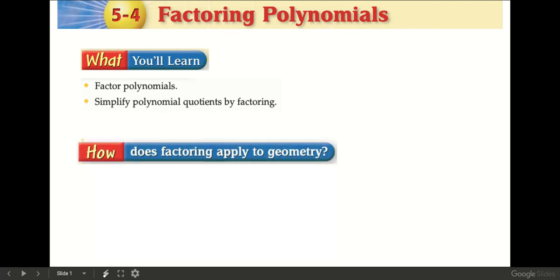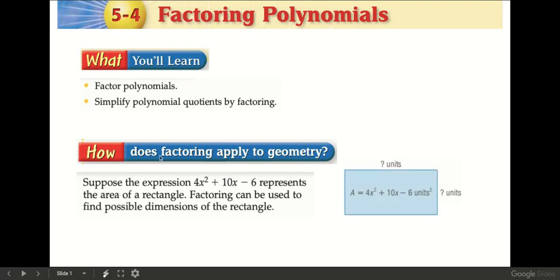So how does factoring apply to geometry? Suppose the expression 4x squared plus 10x minus 6 represents the area of a rectangle. Factoring can be used to find the possible dimensions of a rectangle. If this was my area, the factors would be the two things that I would multiply to get that area. So this length times this width would give me that area. Factoring helps us figure out what those two factors are.